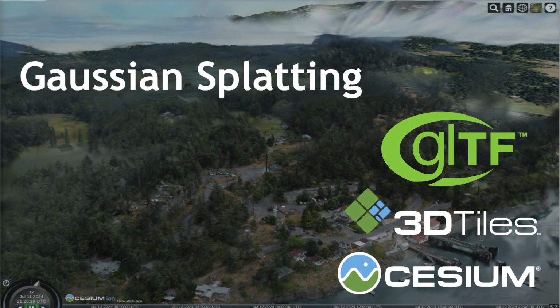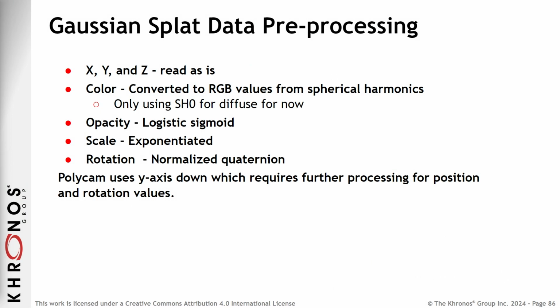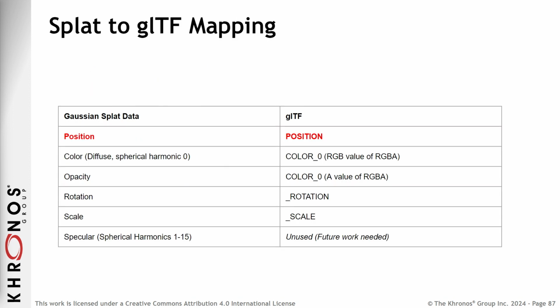All right, I'm going to quickly go through our experimental Gaussian splatting and voxels extensions that we're working on. With a little bit of data pre-processing, I'm not going to go through this slide in detail, what we found is that if we treat the Gaussian splats as point clouds, we can pretty easily map splat data to glTF data. The big thing is that we're only using the first spherical harmonic, and we're treating that as the diffuse color with the opacity in the alpha channel.